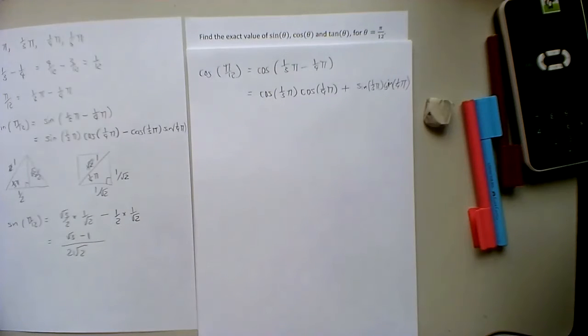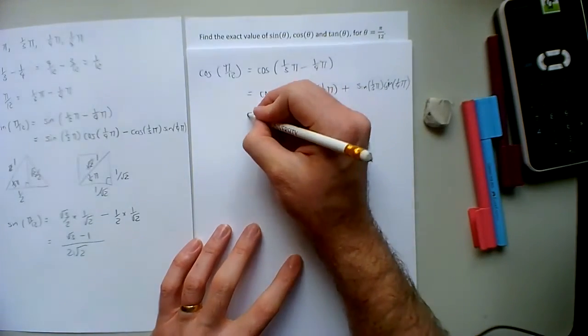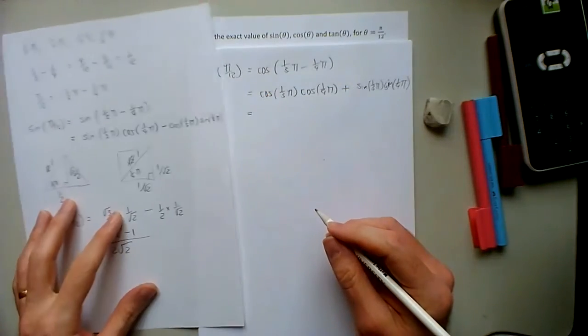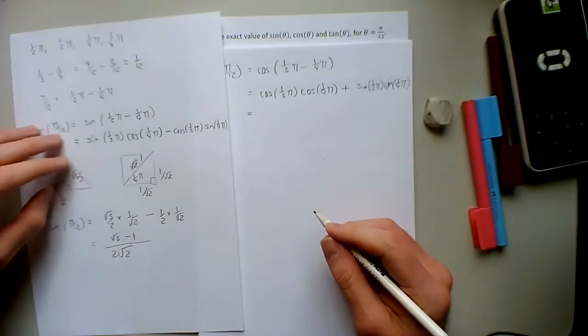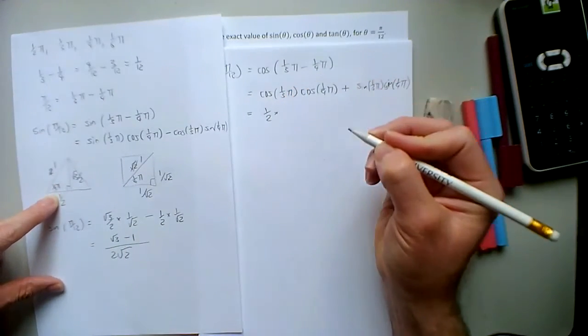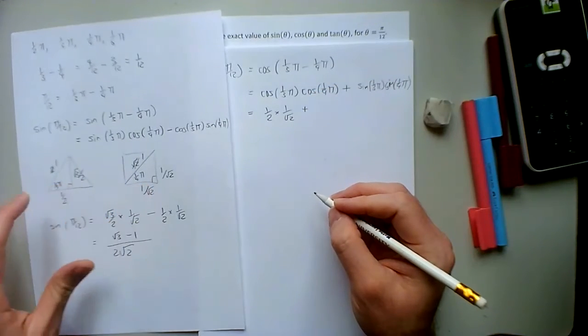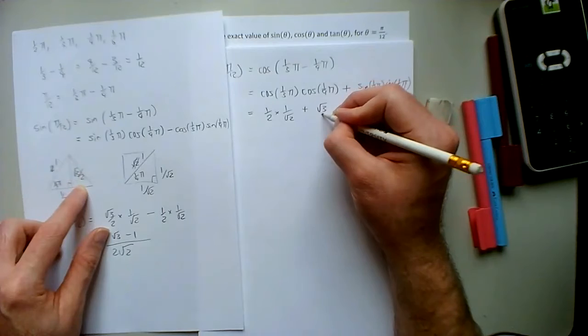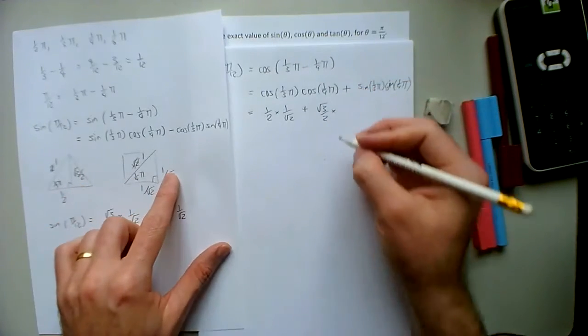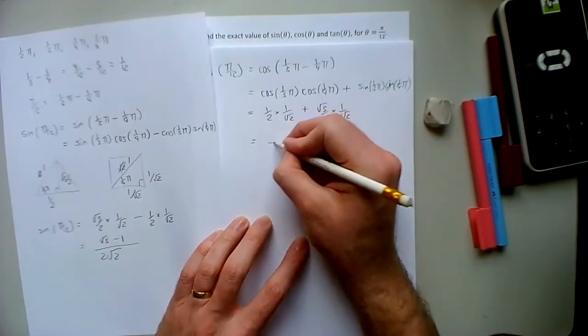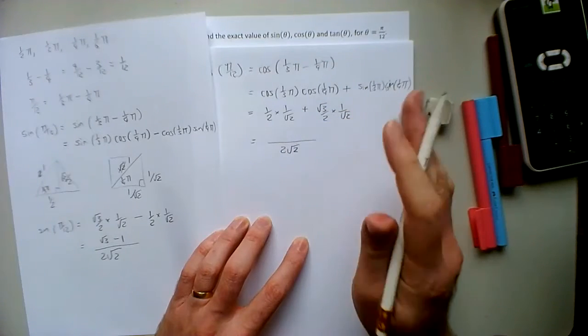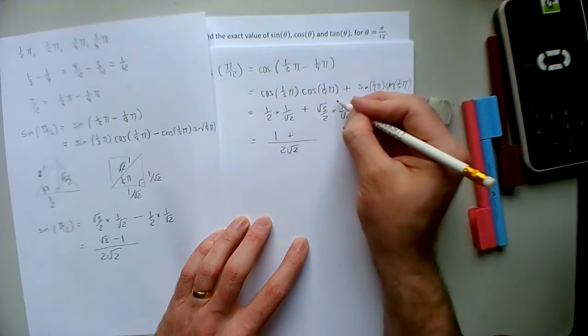All right. So I know what all these things are from my triangles earlier. Cos of a third of pi is a half. Cos of a quarter of pi is 1 on √2. Sine of a third of pi is the opposite, which is √3 on 2. Sine of a quarter of pi is 1 on √2. And again, it's still got 2 on √2 on the bottom, and we've got a 1 and a √3 on the top.